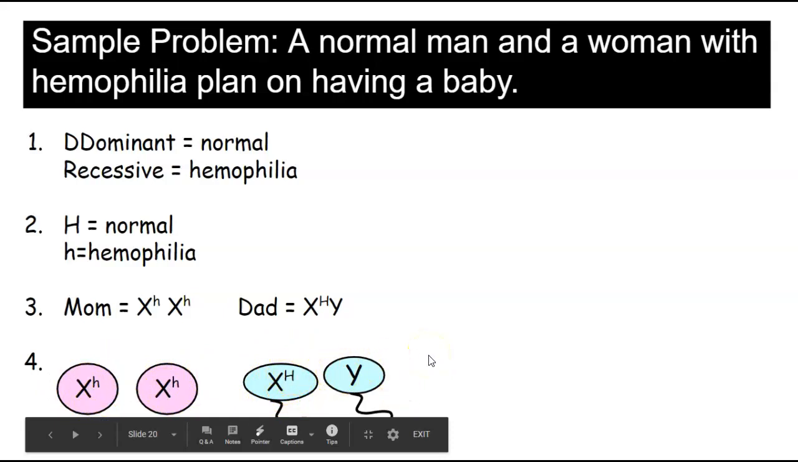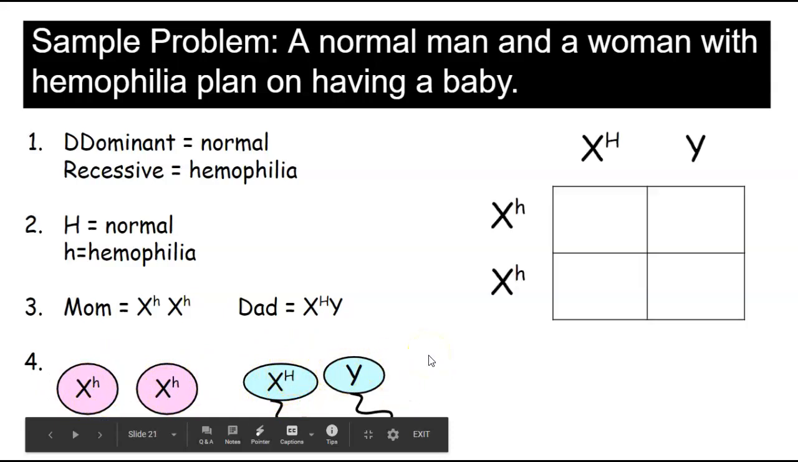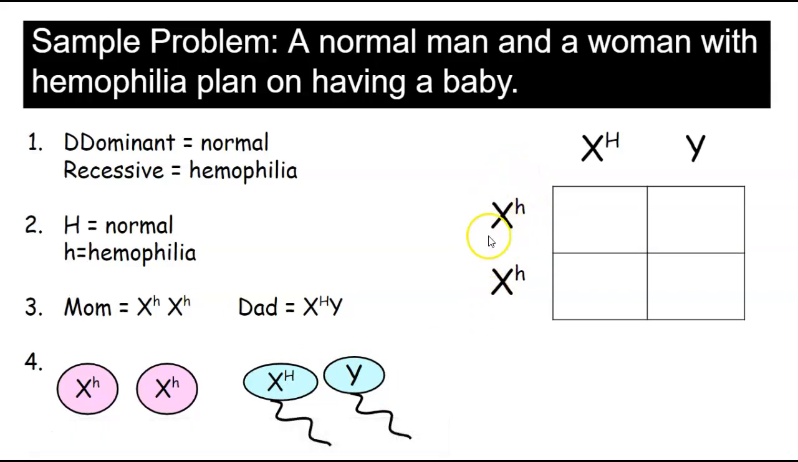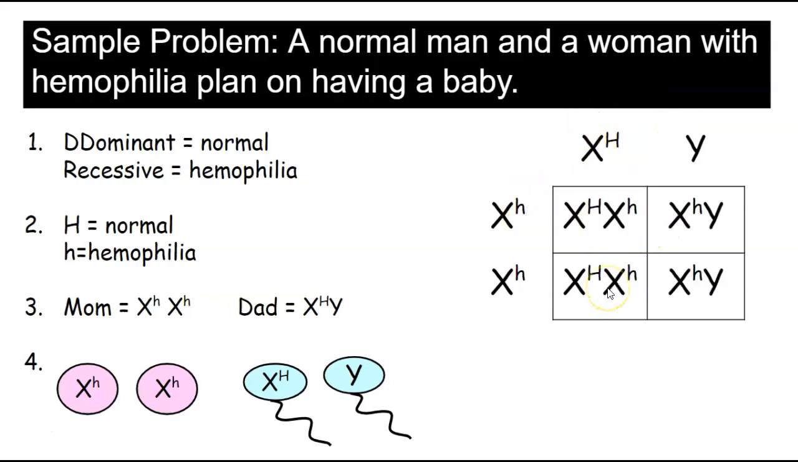When we make our Punnett square, right, we've got mom down this side, dad on this side. Again, we could flip-flop this. Dad could be here, mom could be here. And we're gonna carry them across. So when we fill them in, it looks like this. So you'll notice the two X's, these are females. The X and the Y, these are males.